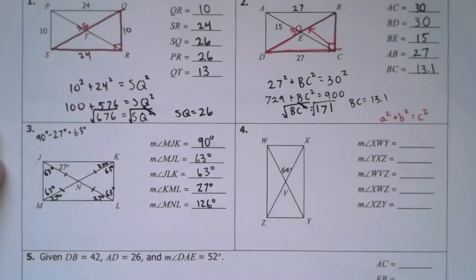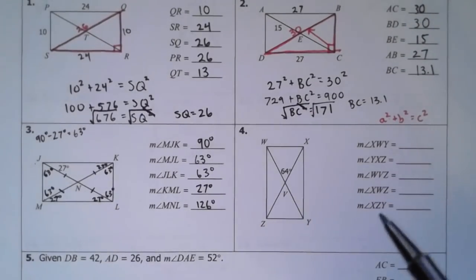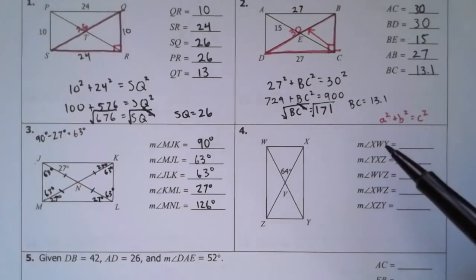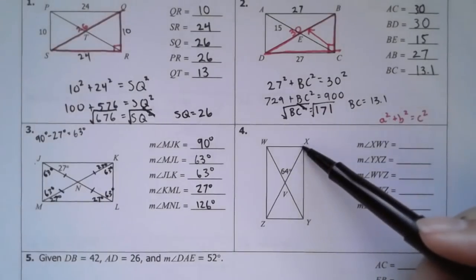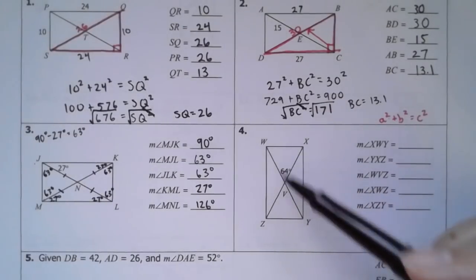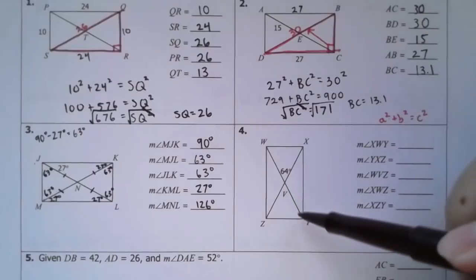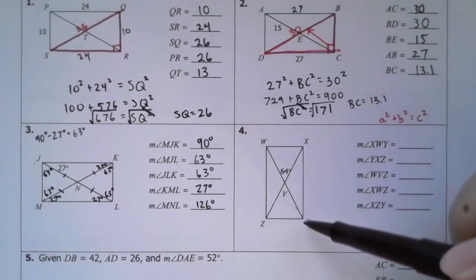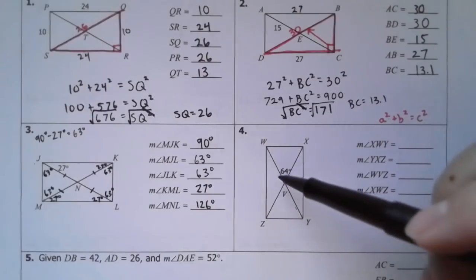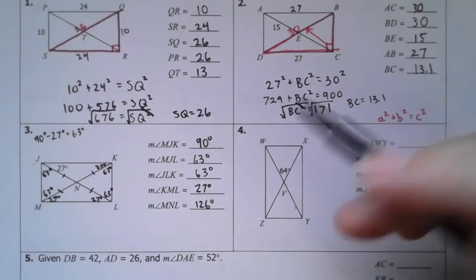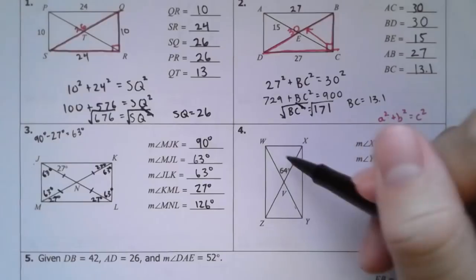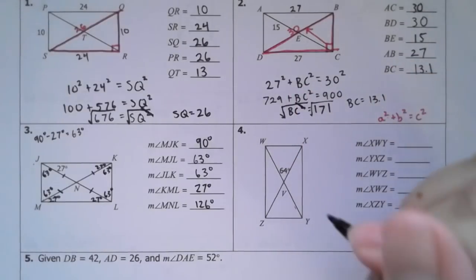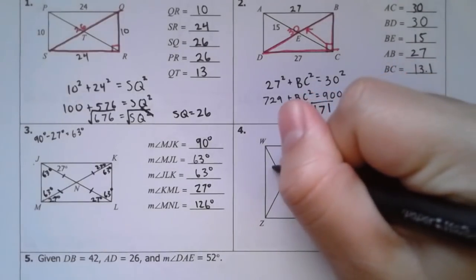Number 4, I'm finding measures of angles XWY. Here's XWY. We have this angle here. We can think of it as properties of isosceles triangles again. Why? Because again the diagonals are congruent, and if you cut the diagonals in half, you're going to have 4 equal parts.